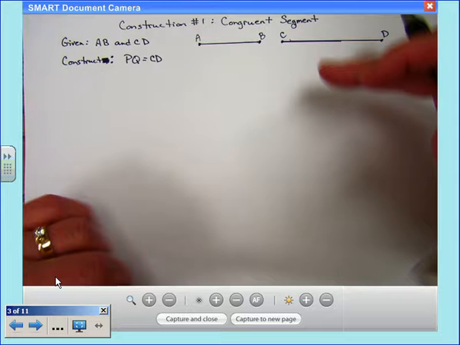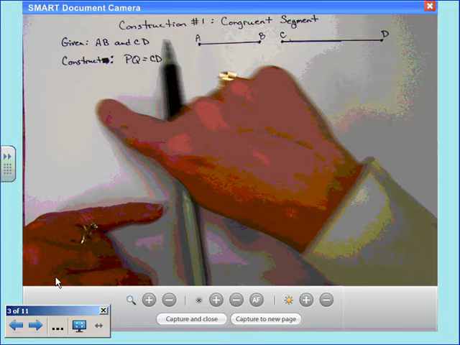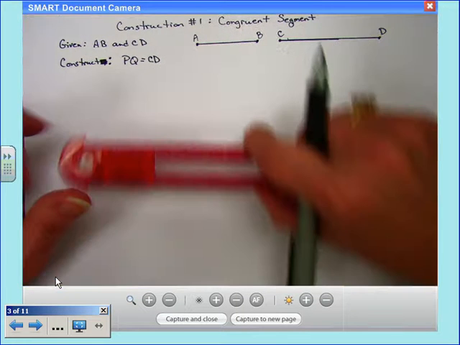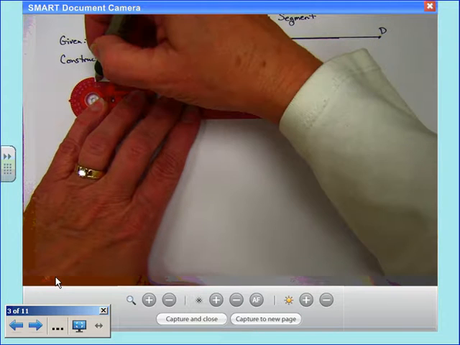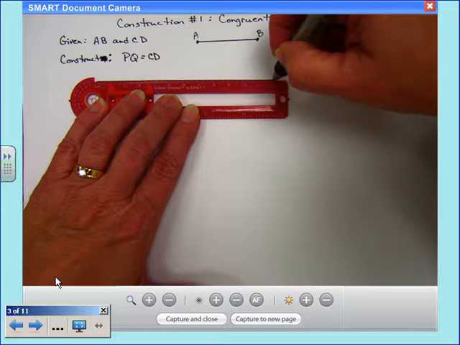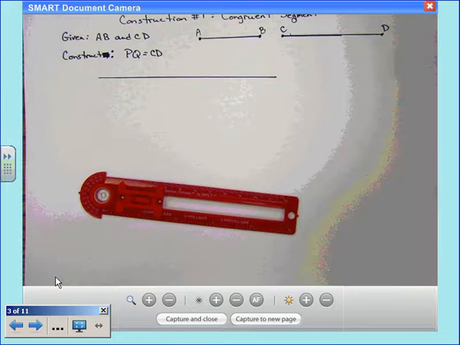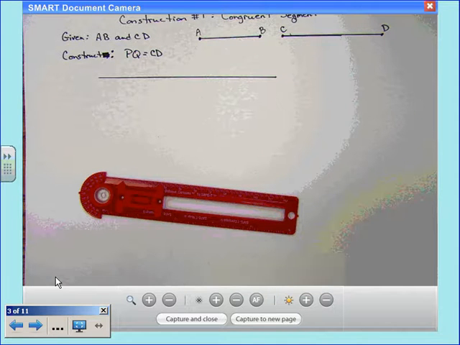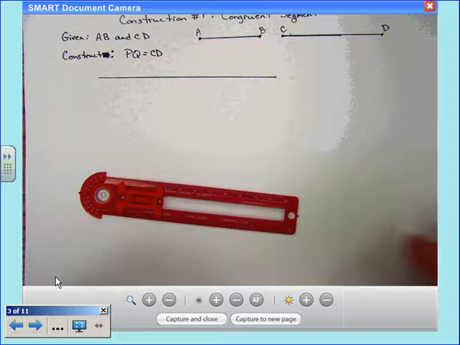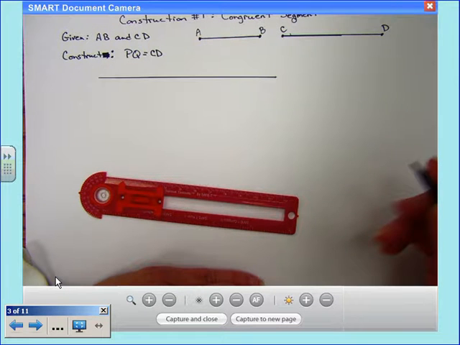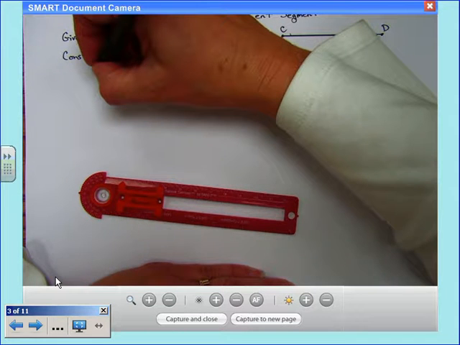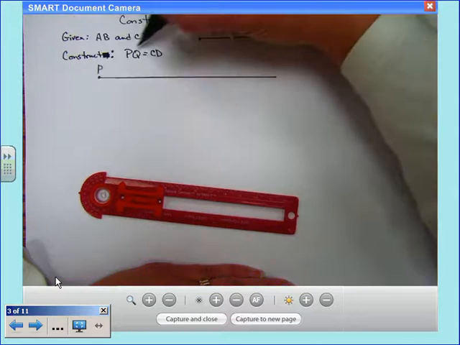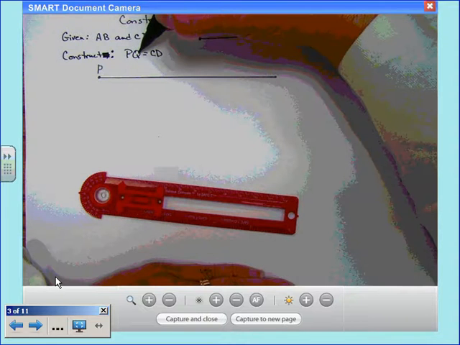Step 1, after you have the given segments, we need what we call a working line. So use your straight edge and draw a working line. Here's the detail of a working line: it's always more than you need. So draw a segment there, just a piece of a line. And we're going to label the endpoint P, because that's the beginning of our segment we're working for.